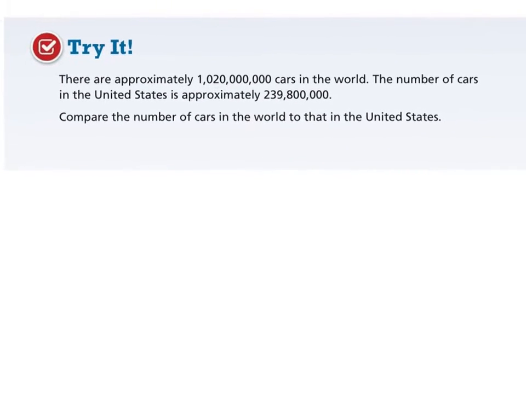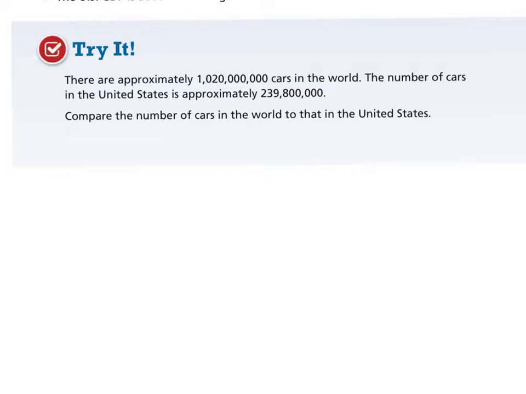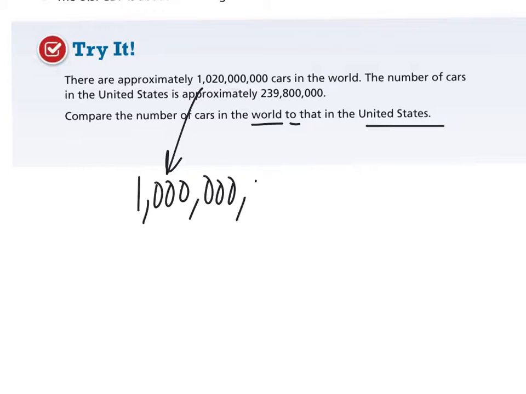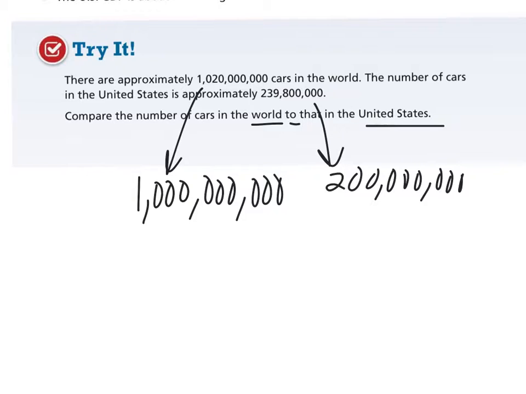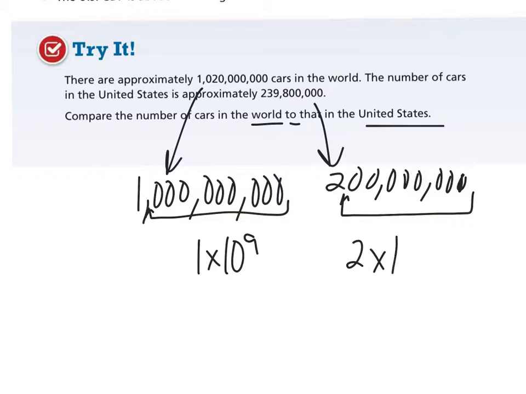Then the try it tells approximately how many cars there are in the world and how many cars there are in the United States. Compare the number of cars in the world to those in the United States. So what we could do here again is just round these off. So 1 billion cars about in the world, about 200 million in the United States. So we could just go ahead and divide it at that point. Otherwise we could say this is 1 times 10 to the 9th. And this is 2 times 10 to the 8th.